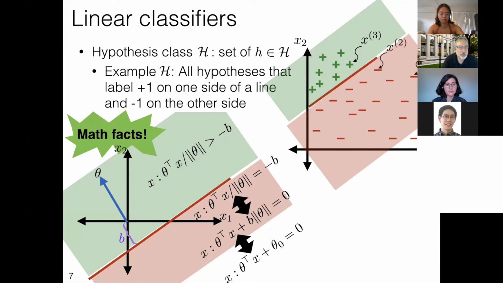And if I go in the direction opposite theta, I'll label those minus. Now, in order to talk about that line, we could say this is the projection equal to negative b, but a completely equivalent way to write that is theta transpose x plus b times the size of theta equals 0. And a completely equivalent way to write that is theta transpose x plus theta naught equals 0 if I define theta naught to be b times the size of theta.